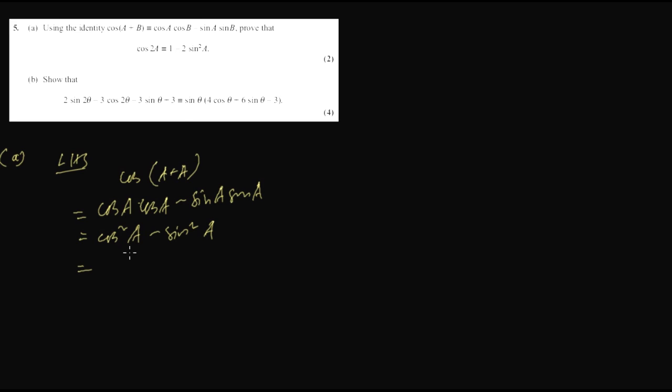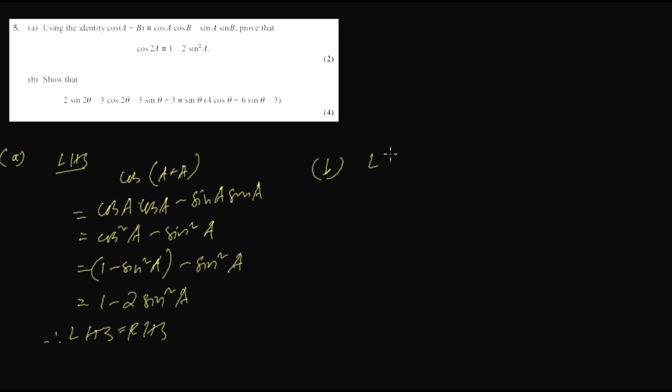a. So we have to express in terms of sine square only, so using the identity cos square is 1 minus sine squared a, so minus sine squared a, so is 1 minus 2 sine squared a. So therefore left hand side equal to right hand side. So then for question number B, we can take left hand side again. We can write 2 sine 2 theta minus 3 cos 2 theta minus 3 sine theta plus 3.